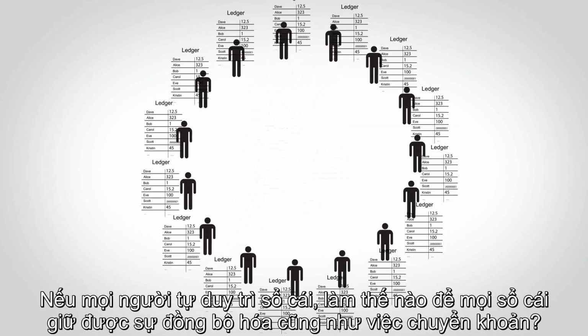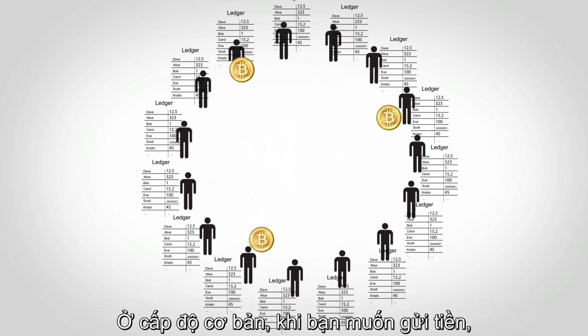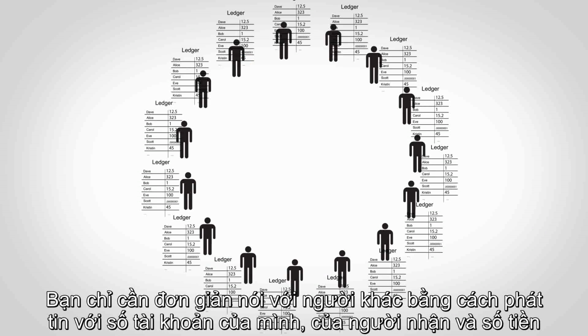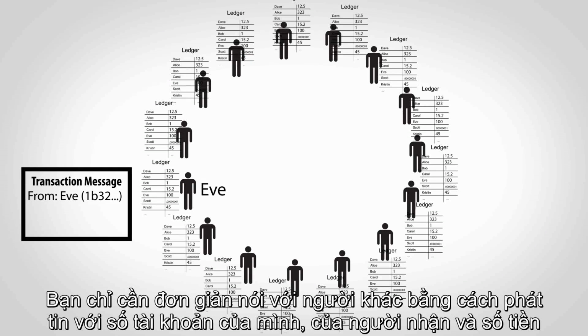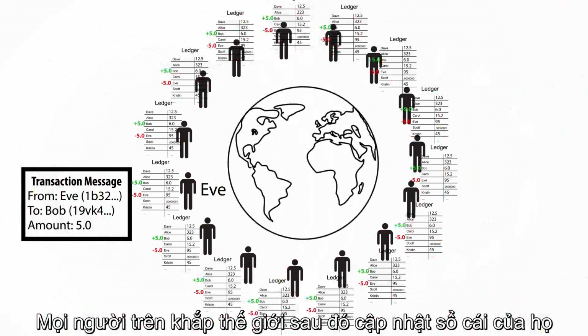If everyone maintains their own ledger, how are all the ledgers kept in sync as money is transferred? At a basic level, when you want to send money, you simply tell everyone else by broadcasting a message with your account number, the receiver's, and the amount. Everyone across the entire world then updates their ledger.